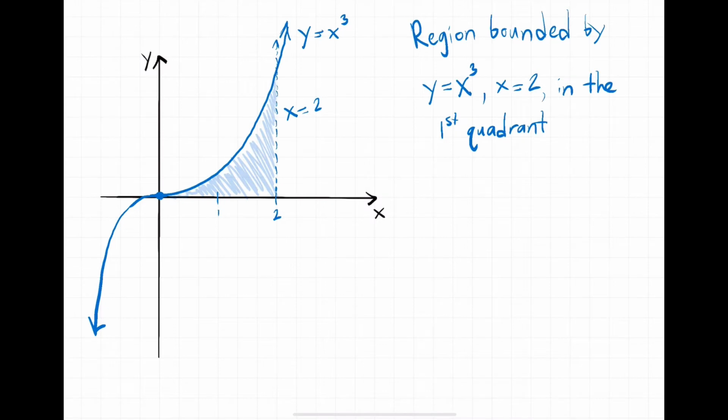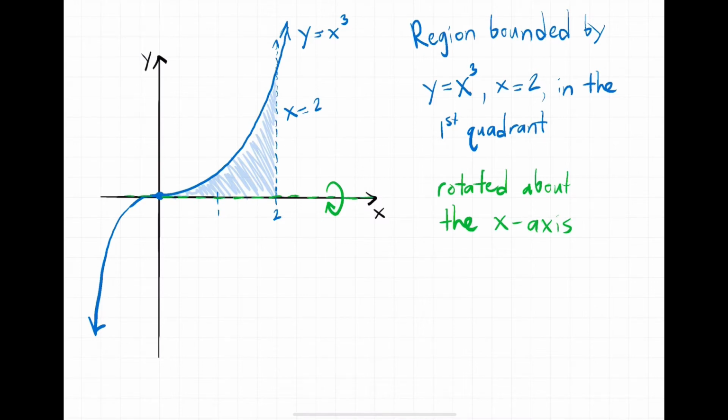Now that we've drawn the region, we should figure out what the solid of revolution looks like. The problem told us that this region should be rotated about the x-axis. It's always a good idea to draw a little circular arrow going about the axis of rotation that you're interested in. That's this axis right here, the x-axis.